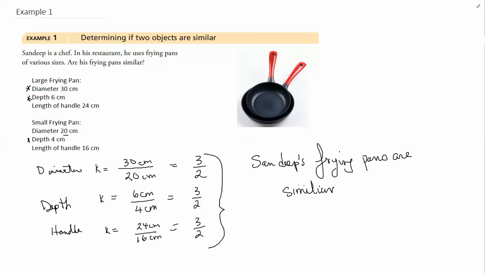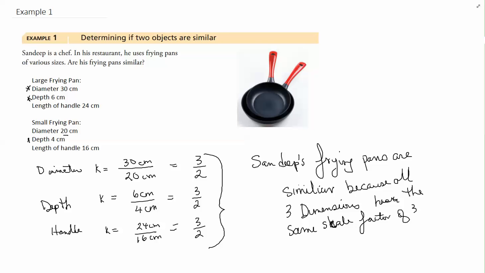Let's finish that. Sandeep's frying pan are similar because all three dimensions have the same scale factor. And that should be a C, scale factor of 3/2. Let's now go to example number 2.